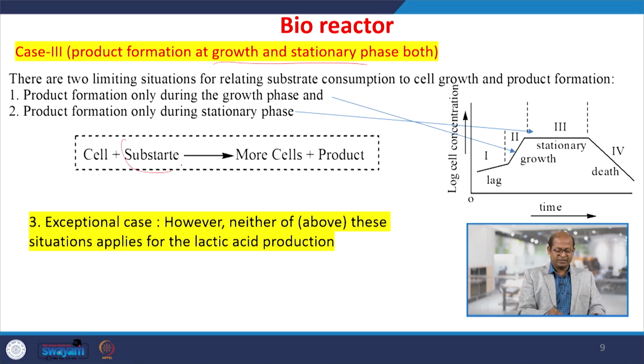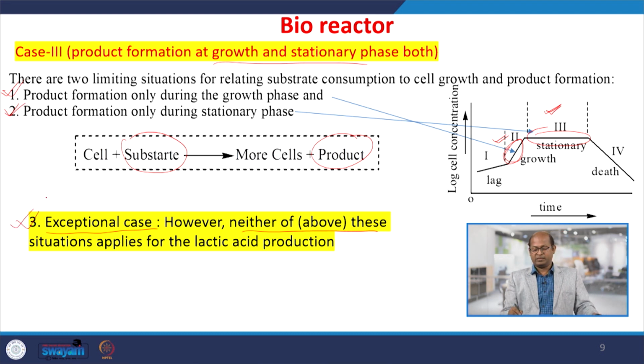There is another case, or an exceptional case, that we can say. When substrate is being converted into the product, in the growth phase also product formation is there, and in the stationary phase there also product formation is there. So, product not only forms here, product may also form here. So, here maybe with the cell formation product formation is there, but the rate of product formation is slower than this, or maybe higher. So, this is the exceptional case, or third case. Other than these two cases there is another case, in which here also product formation is there, here also product formation is there.